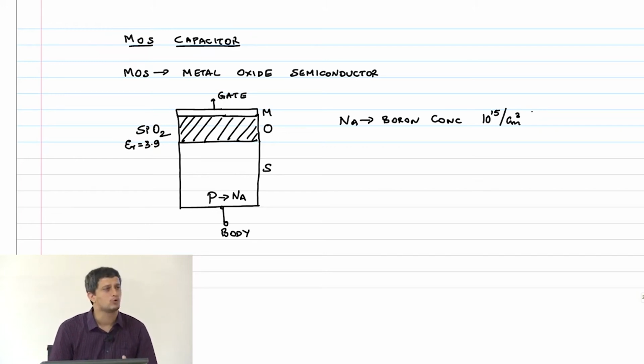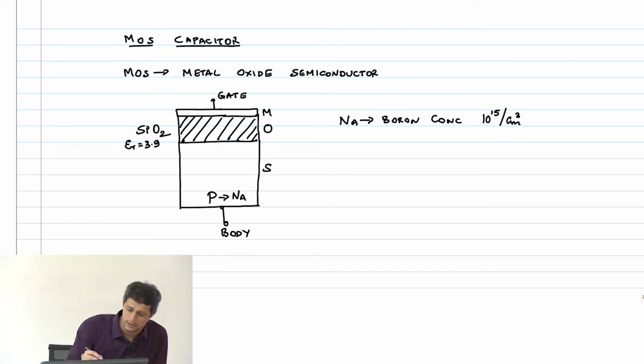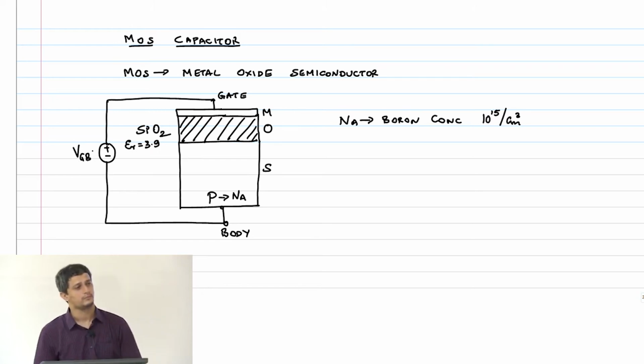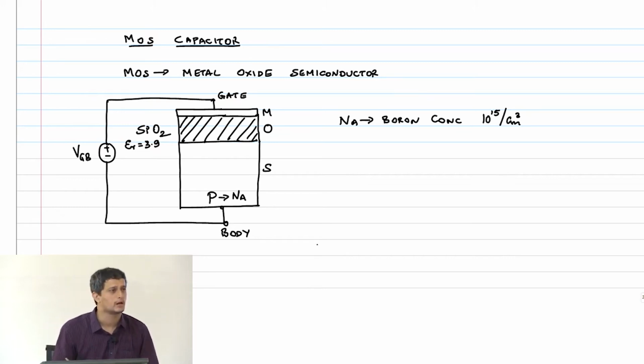Okay, so now I can start applying a potential across this gate and body, and we'll see what happens. So what I do is I basically apply a plus minus VGB. Okay, so first of all, in this semiconductor, which is in excess, holes or electrons? Holes. So basically holes are majority.